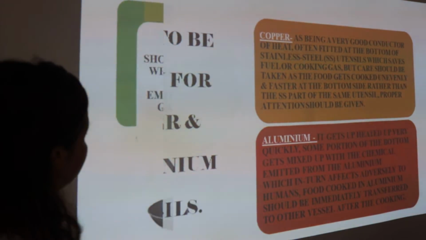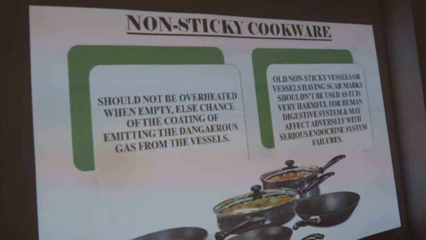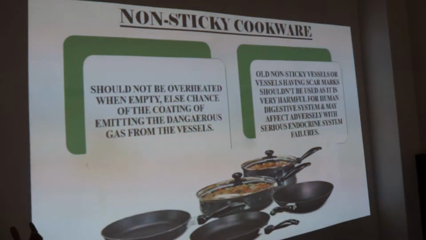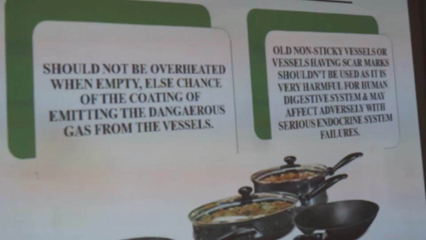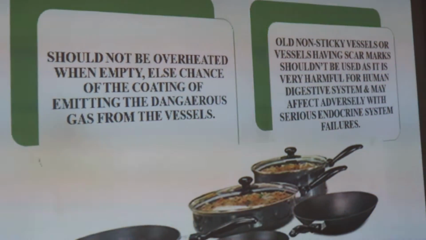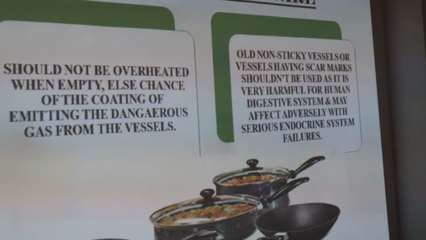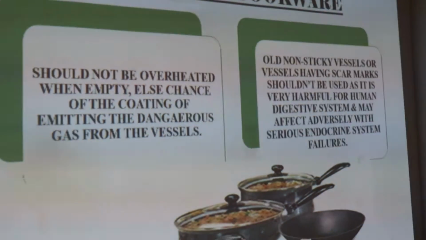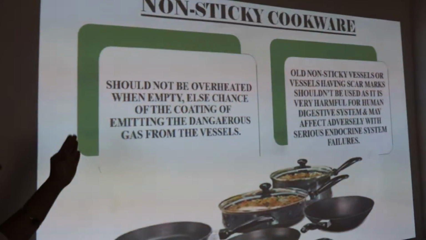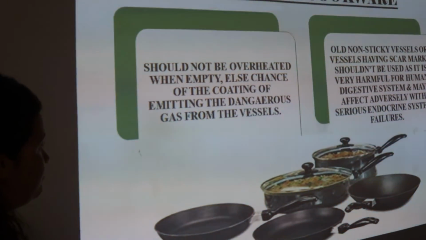Now we are coming to the next one, that is non-stick cookware. Non-stick cookware is used in so many households nowadays because it's very handy. The designs are very good, and you don't have to put so much oil, isn't it? So people prefer cooking in non-stick cookware, but you should also make sure that you do not overheat the non-stick pans.